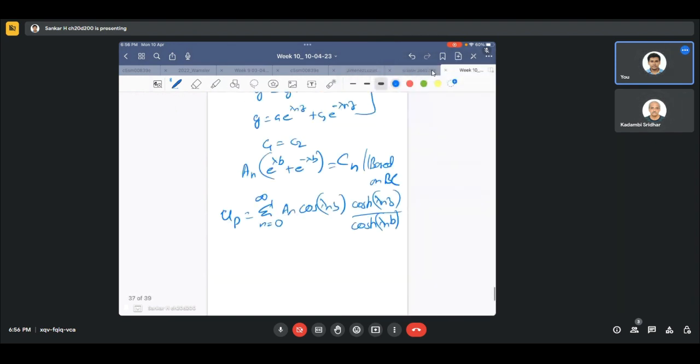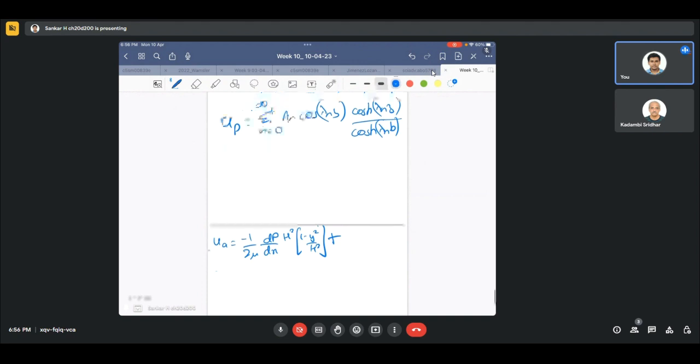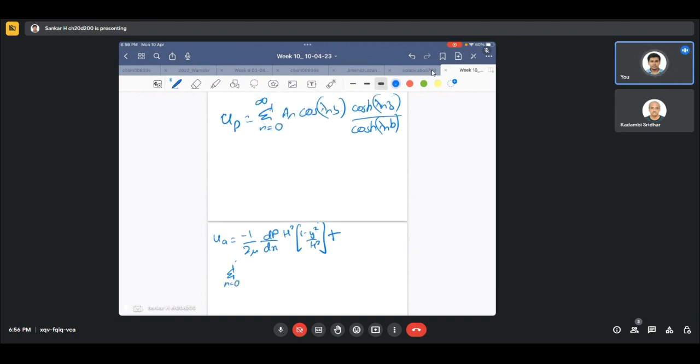And finally, since we have the solutions for u particular and u general, or u parallel plate and u general, we can finally write the actual velocity profile as minus 1 by 2 mu dp by dx into h square into 1 minus y square by h square plus the sum over n equal to 0 to infinity. Let me write that down because it will be a big equation. Sum over n equal to 0 to infinity of an cos lambda n y cosh lambda n z by cosh lambda n b.